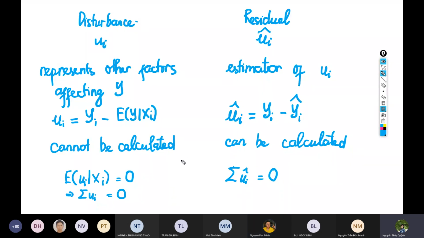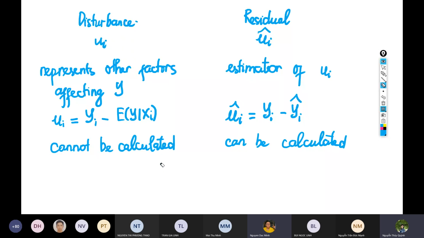Yeah. Do we have any other difference between the disturbance ui and ui hat? Có cái nào khác không ạ? Mà cô không nhớ ra không? Chắc là hết rồi nhỉ?